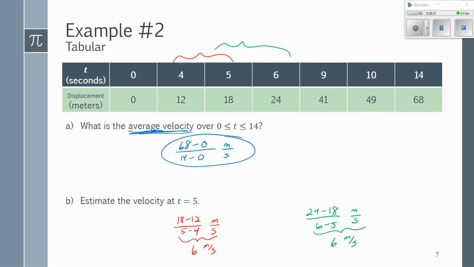So if you notice, it didn't matter which of these I used, as long as I was using the 5, our point of tangency, and one other point. Now, if they had not included 5 in my table, like say they had said, let's estimate the velocity when t equals 7, well, then I would use, like the symmetric difference quotient, 6 and 9, because those are as close to the 7 as I can get.